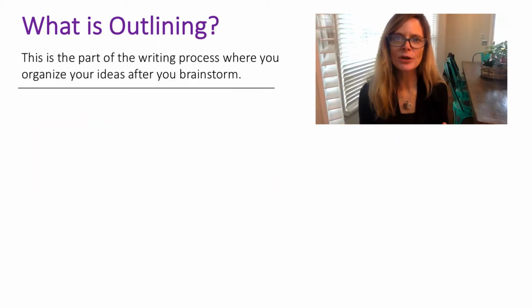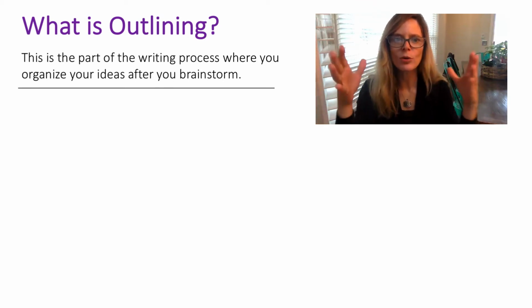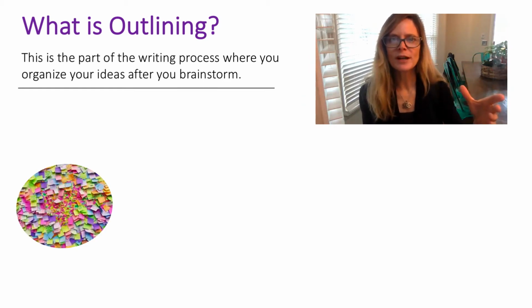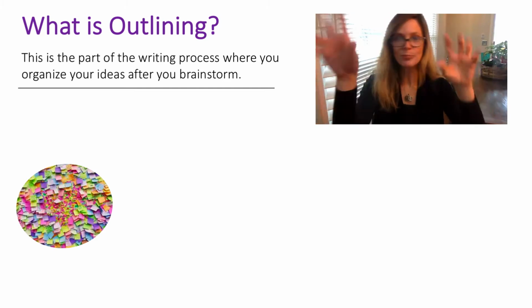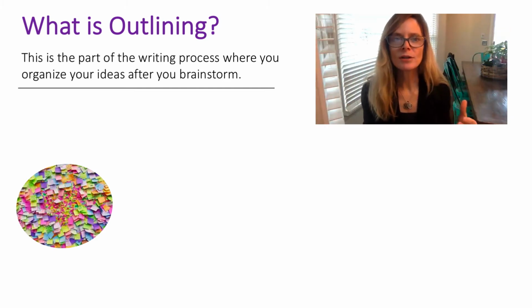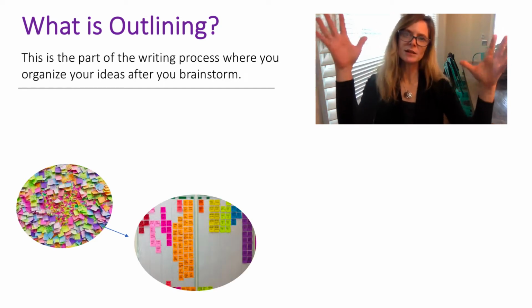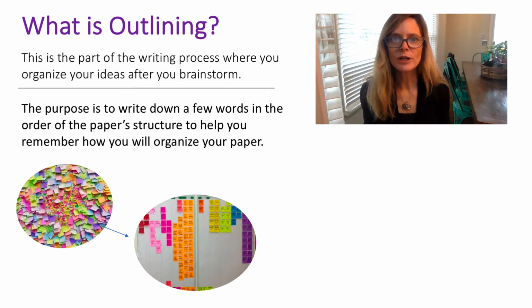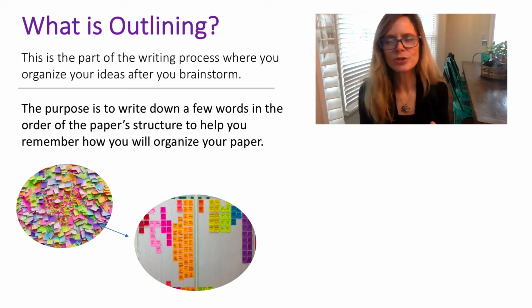Well, this is the part of the writing process where you actually begin to organize your ideas after you've thought of all of the ideas or brainstormed for your topic. Here's what the brainstorming process looks like maybe visually, just a bunch of ideas that you put down. Well, the outlining is going to take those ideas and organize them so you know what you're going to write about and how you're going to write it. The purpose is to write down just a few words, one or two or three, but not sentences. You'll save that for when you write your first draft.